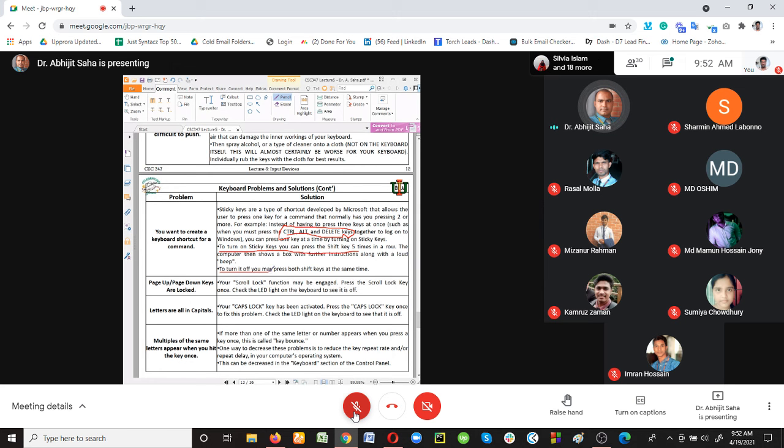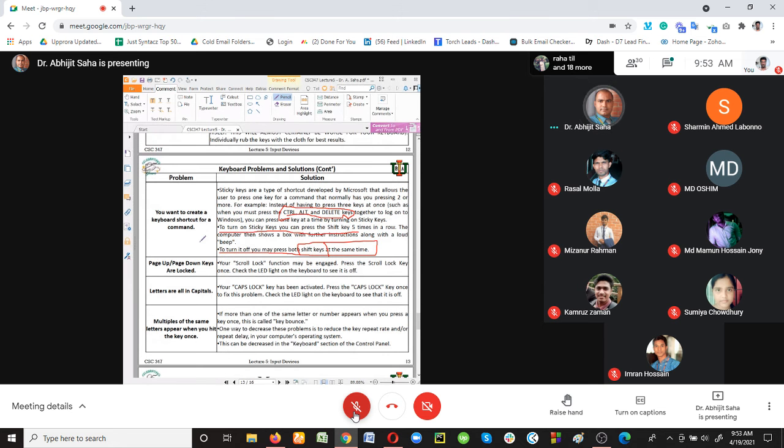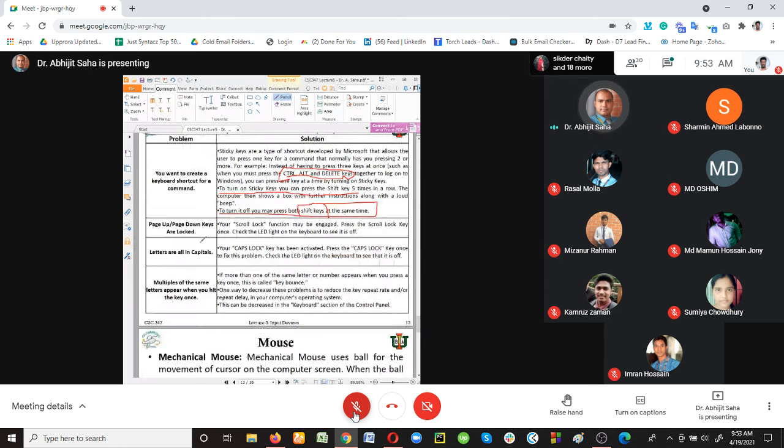To turn off, you may press both Shift keys at the same time. You know that you have two Shift keys on your keyboard, so to turn off sticky keys, you need to press both simultaneously. That is what it is telling. And then the Page Up and Page Down keys are locked.